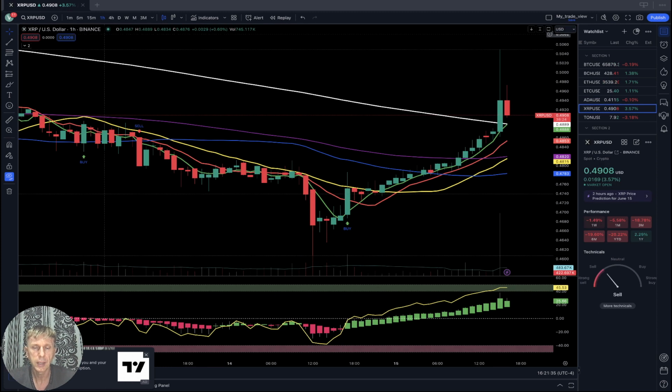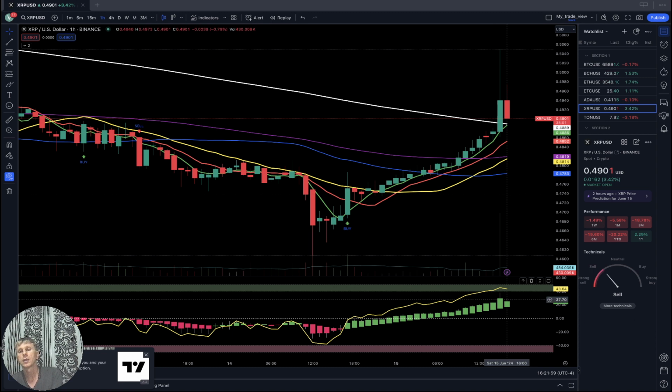XRP plus 3.5% on the 1 hour time frame. Nice, super bullish trend. The last two bars just crossed SMA 200. If there is a rejection from SMA 200, they will do a reversal. I believe they will, because you see the overbought territory, and usually from this territory there should be a reversal. But so far, the trend is bullish.